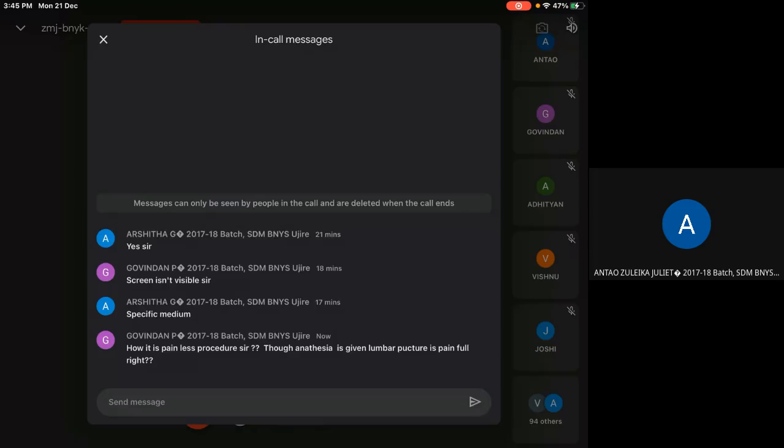Okay. Govindan is asking how lumbar puncture is a painless procedure, sir. Is it done through anesthesia? Is lumbar puncture full of pain?